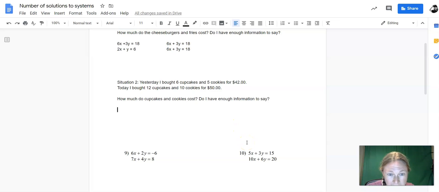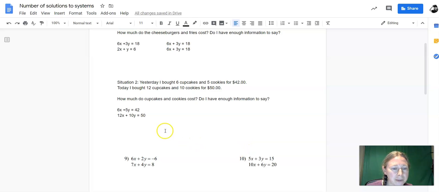All right, so we'll write this as 2 equations. Let's say cupcakes are X and cookies are Y. 6X plus 5Y equals 42. And then next situation, 12X plus 10Y equals 50.